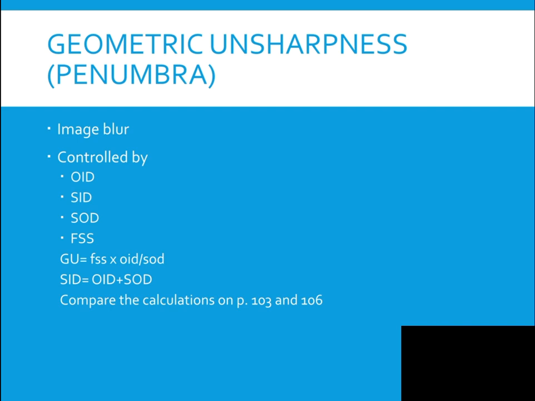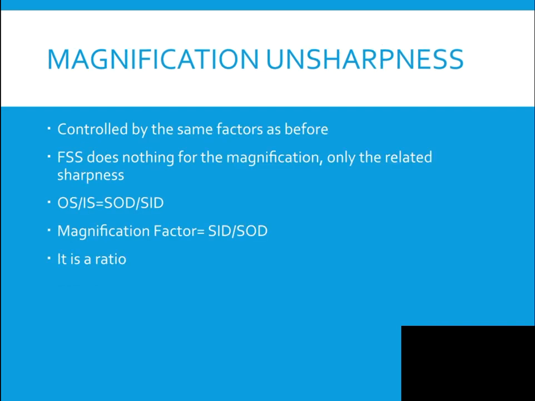Remember, your SOD is going to be your source to object distance. So you have to calculate that. So you're going to have a tendency to go OID over SID, and that's not going to be the case. It's going to be SOD. So you can also calculate it as SID over OID plus SOD. So there's some problems that you can look at in the textbook again.